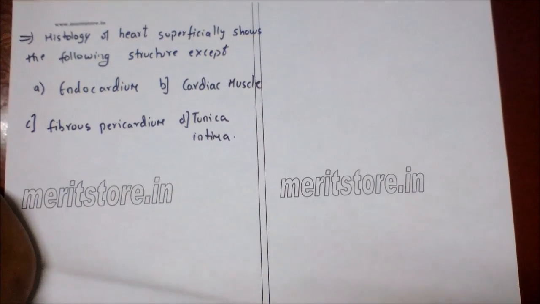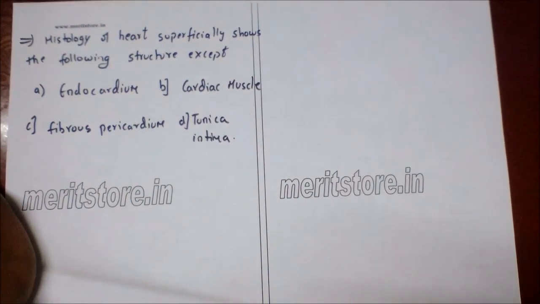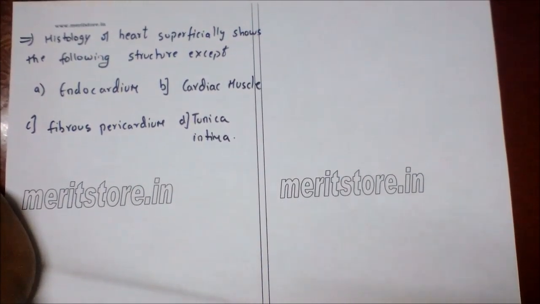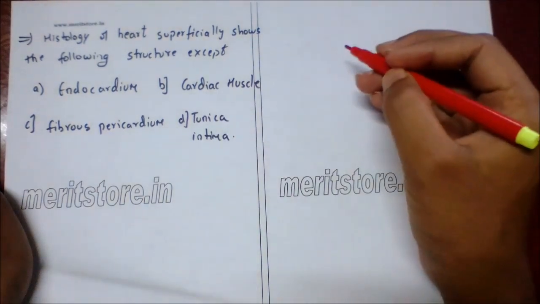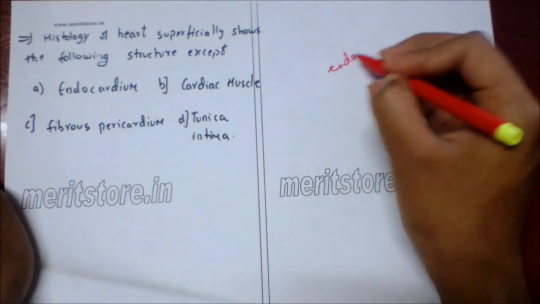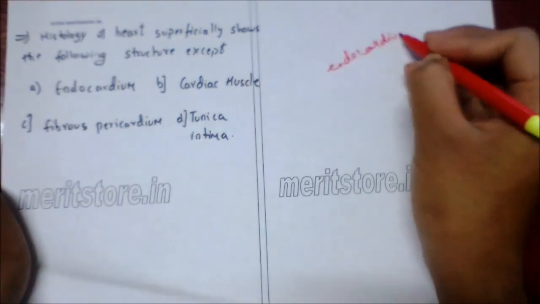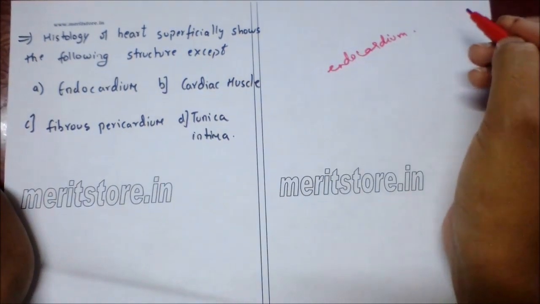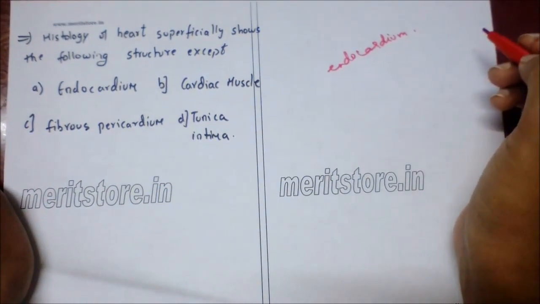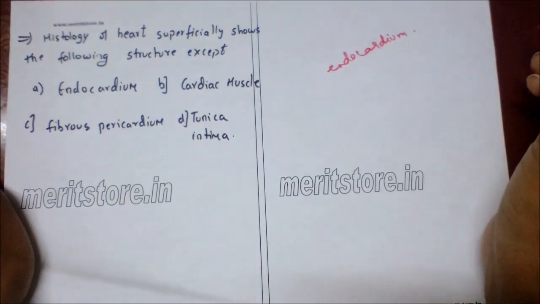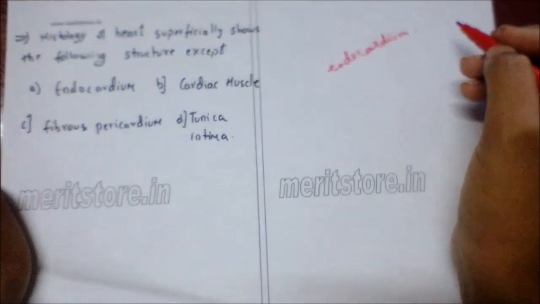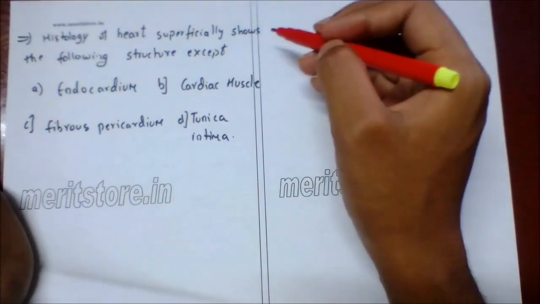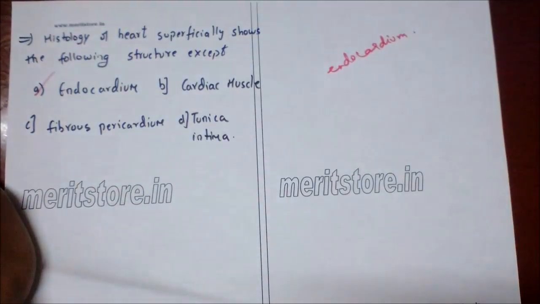Histology of the heart superficially shows the following structure except A. endocardium, B. cardiac muscle, C. fibrous pericardium, D. tunica intima. So the tunica intima in the heart is represented by endocardium, the inner layer. Cardiac muscle corresponds to tunica media of vessels and pericardium to tunica adventitia or externa. So the superficial histology shows the following structures except the endocardium.